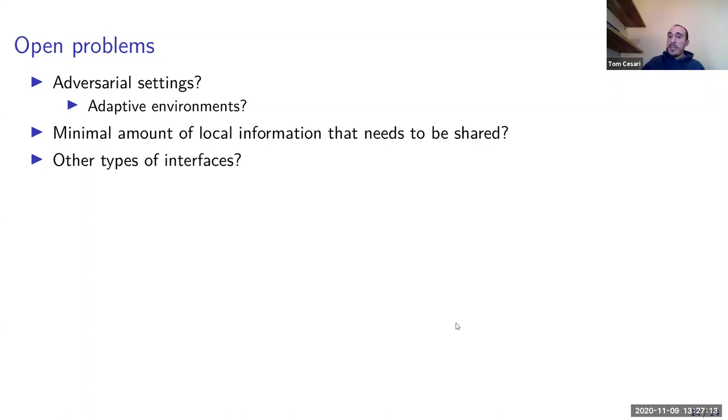Finally, we had this oblivious network interface, which for us was the simplest type of model, but of course it's just a type of model which made sense to us. And in principle, you could think of many others that would also make sense.